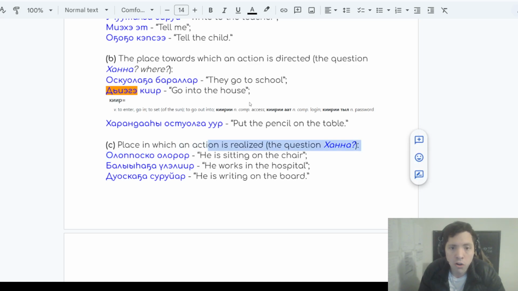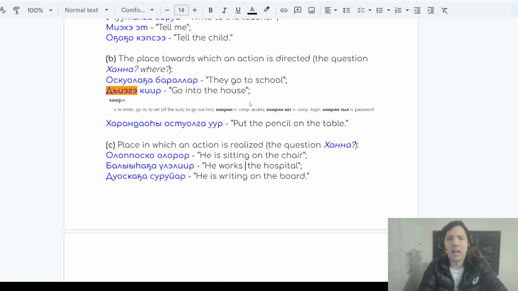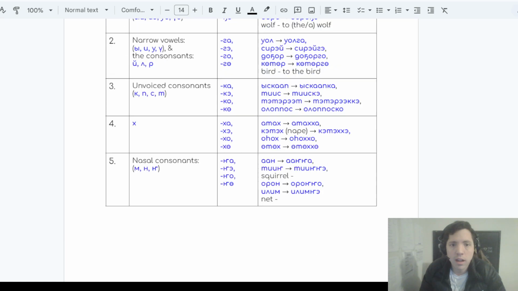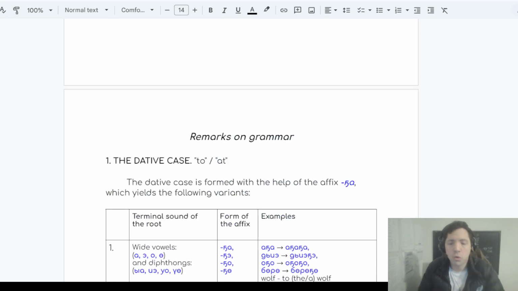Oloposko, oloror. He is sitting on the chair. Balahaga, ulelir. He works in the hospital, or maybe it'd be more natural to say at the hospital. In English, yes. Duaskaga suruyar. He is writing on the board, we say in English. So on or at. Okay, so let's add to our little to, at, on.